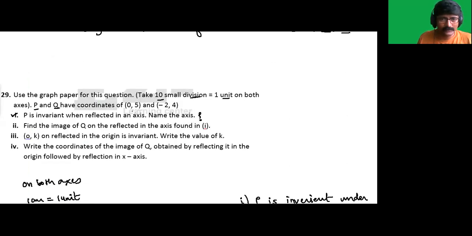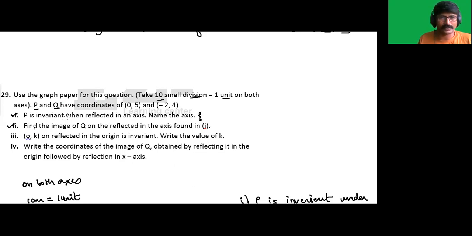Every point which lies on the y-axis will be invariant under the y-axis. Every point which lies on the x-axis is invariant under the x-axis. You should remember all these things, isn't it? Name the axis over here. Now, what is the second part of the question? Find the image of Q when reflected in the axis found in subpart 1.